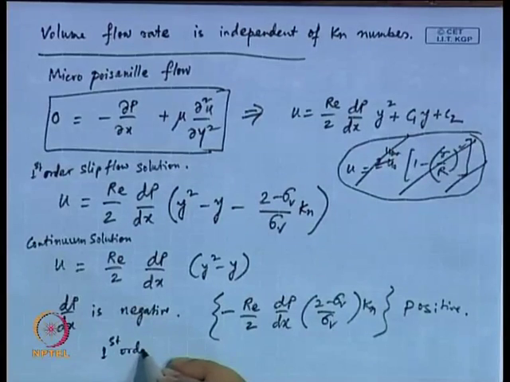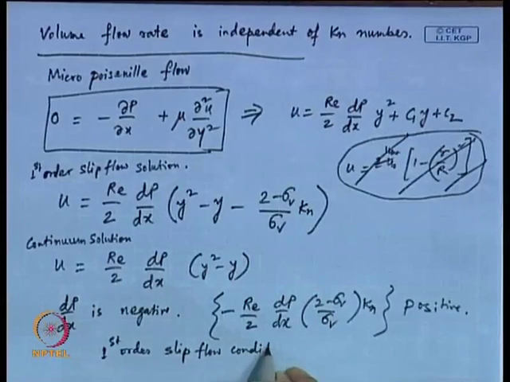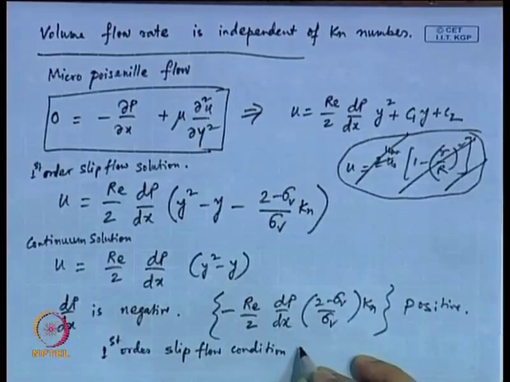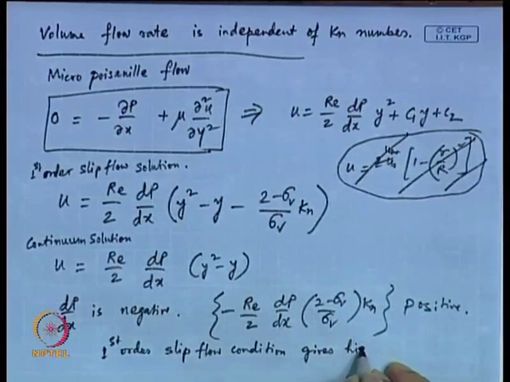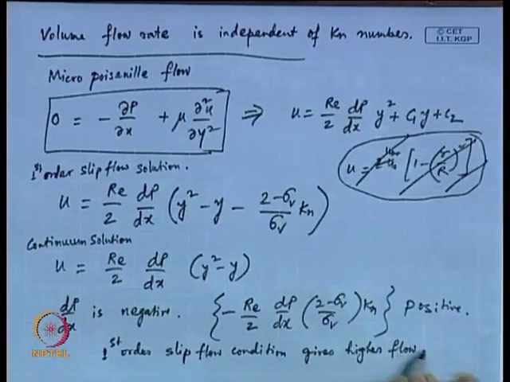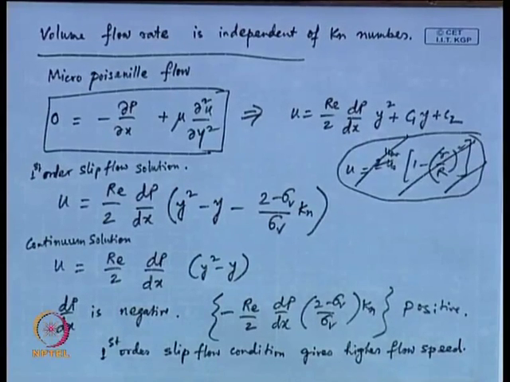first order slip flow condition gives higher flow speed. That is one conclusion you draw here.